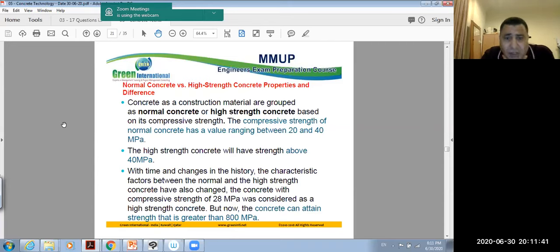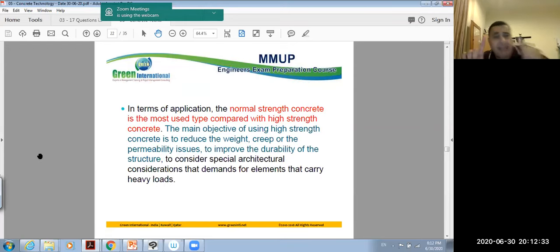Concrete as a construction material is grouped as normal concrete or high strength concrete based on its compressive strength. The compressive strength of normal concrete has a value between 20 to 40 megapascal, and high strength concrete will have more, above 40. With time, the history changed, and the characteristics separating normal and high strength concrete have also changed. Concrete with compressive strength of 28 MPa was once considered high strength concrete. But now concrete can attain strength greater than 800. Yes, concrete now, you can reduce the section but increase the strength.